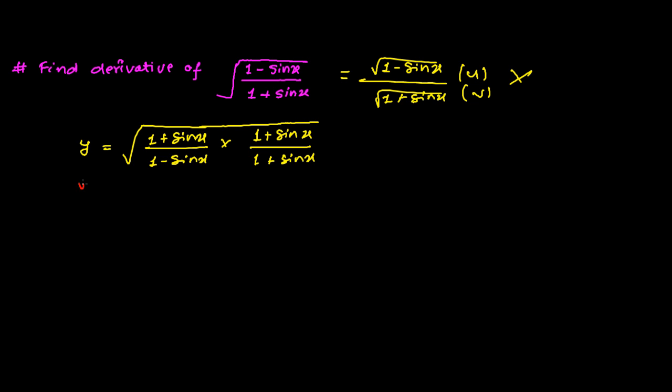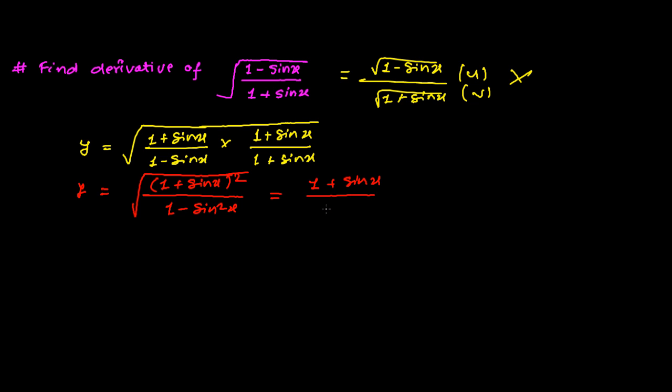Now y equals, see, 1 plus sine x times 1 plus sine x. What is this? 1 plus sine x whole square, and the denominator is 1 minus sine x times 1 plus sine x. A minus b, a plus b, so it is a square, 1 square is 1, minus b square, and it is inside the root. Now further, 1 plus sine x will come outside, because it is a square, so the square will cancel the root.